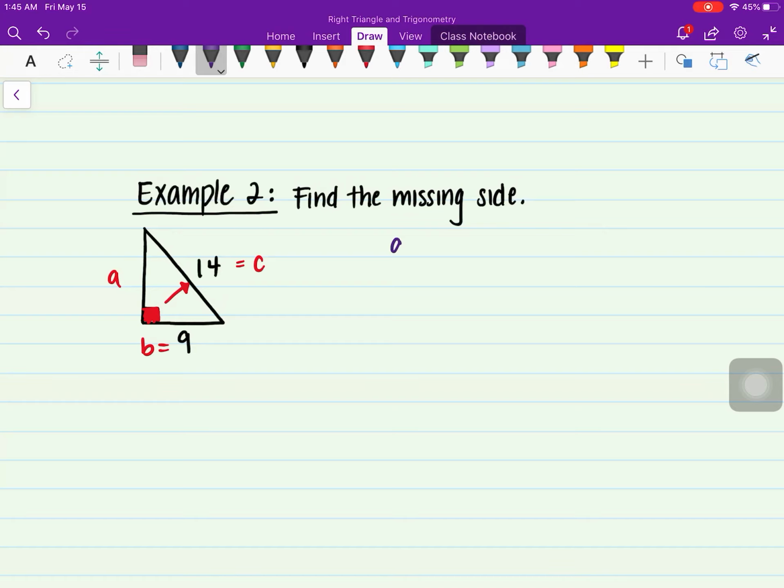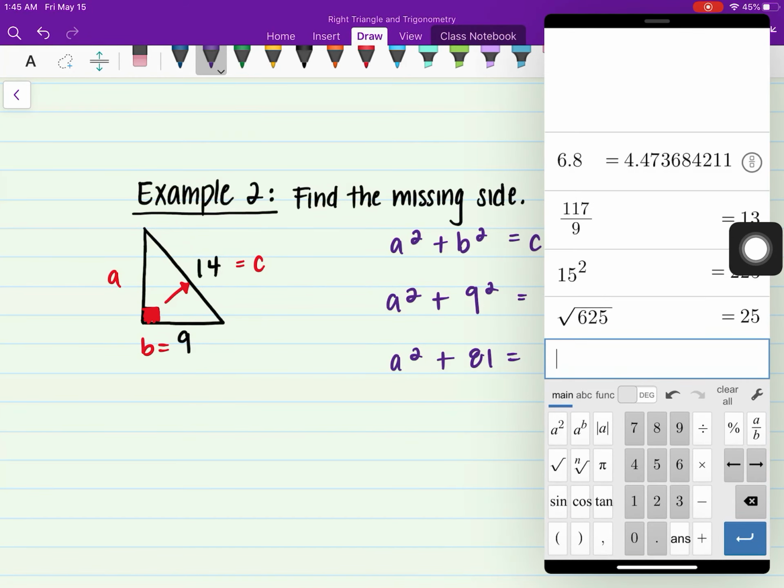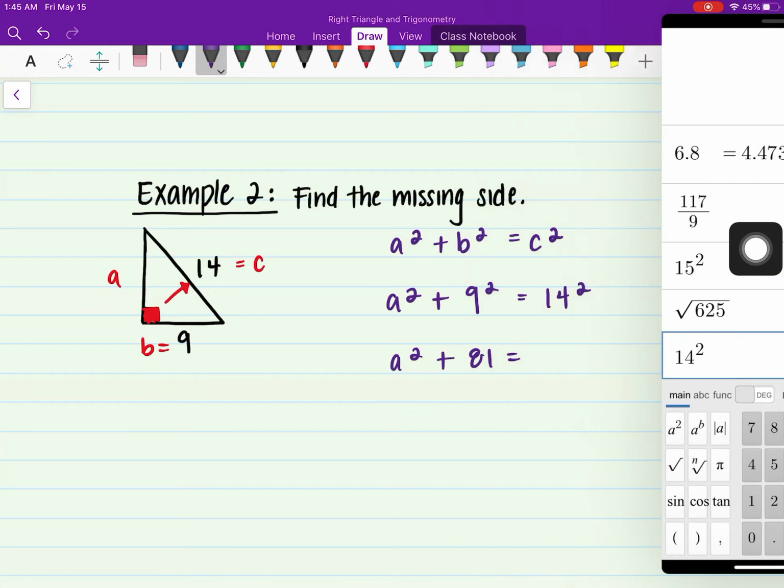So then we have the formula, the Pythagorean theorem: A squared plus B squared equals C squared. And all we're doing from here is, once again, basic substitution. A squared is what we're trying to find. And B in this case has a value of 9. And C has a value of 14. So then we have A squared plus 81 equals 14 squared in this case, which is, I don't know, let's check.